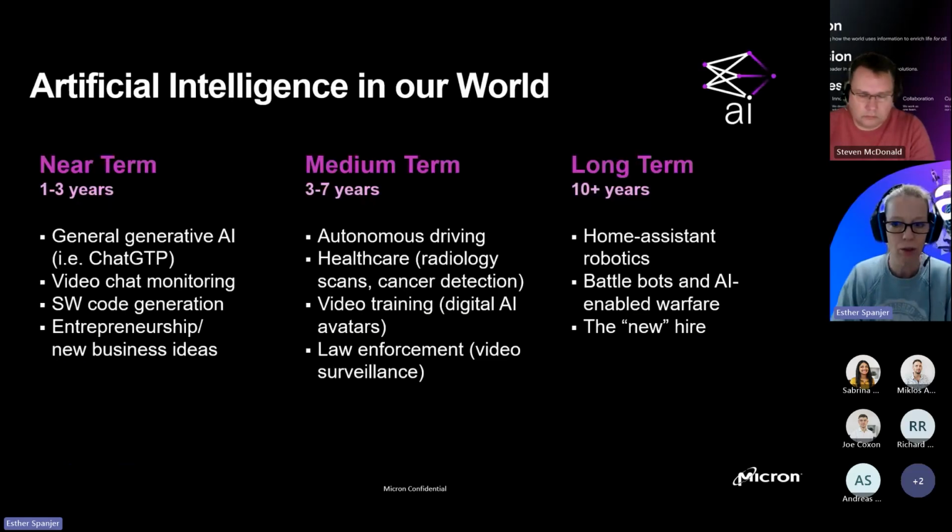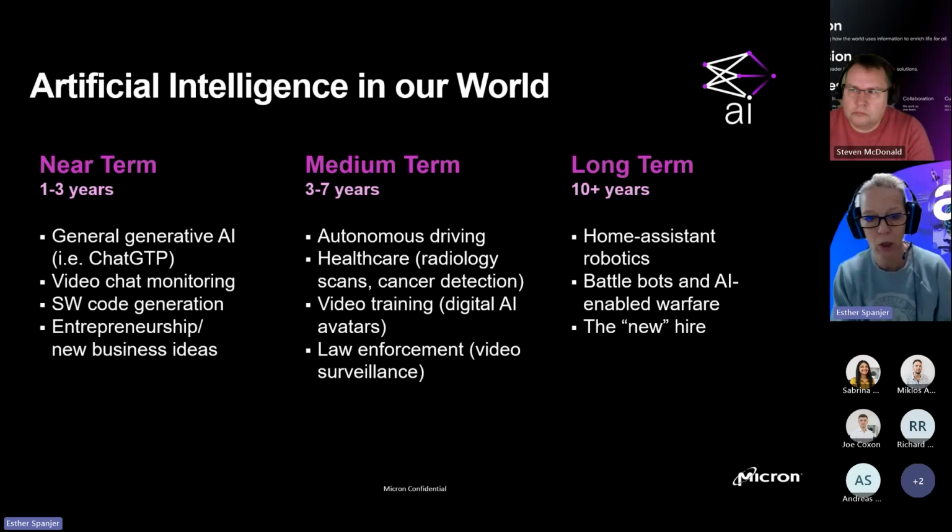But regardless of whether it is predictive or generative, we are really starting to see a lot of implementations in our world, both in the near term and the long term. And so I try to split them out into these three different segments. What can we expect from AI in the next few years? What can we expect in the medium term and long term?